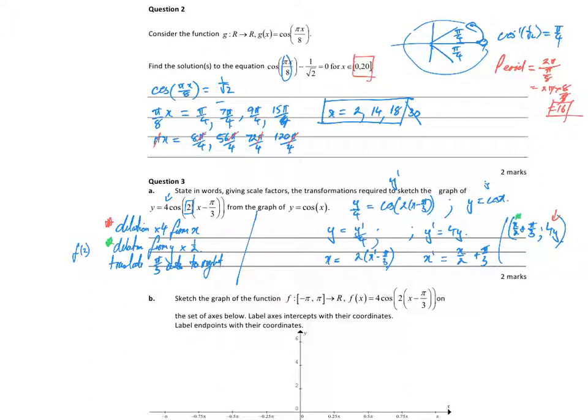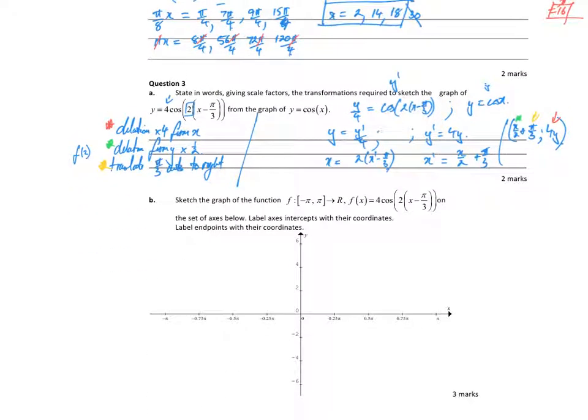And then my x value has had pi on 3 added to it, which equates to translating pi on 3 to the right of my graph. So both approaches are really valid, all right? So whichever method you prefer, that's the one that you use.